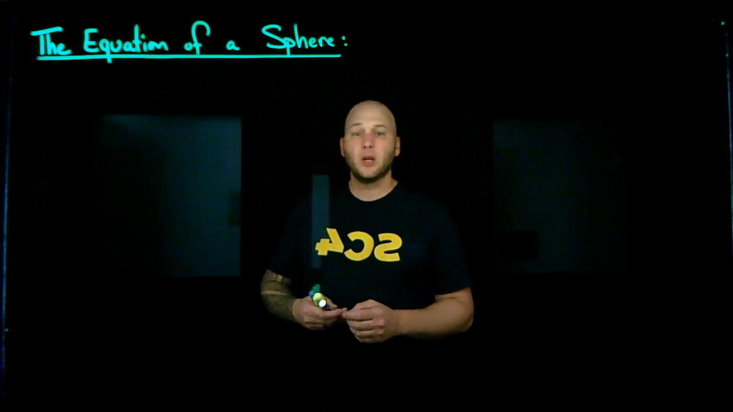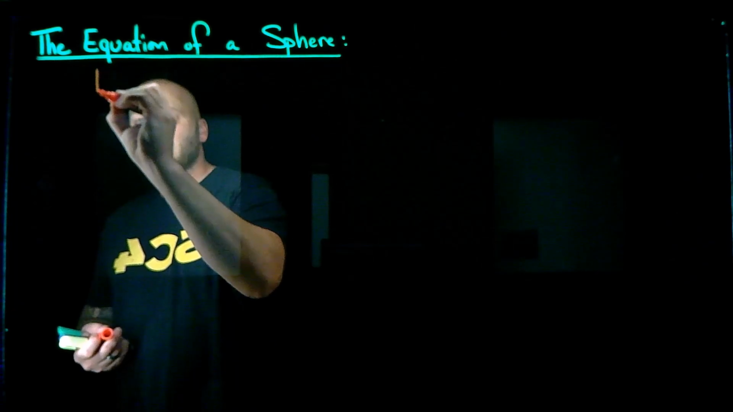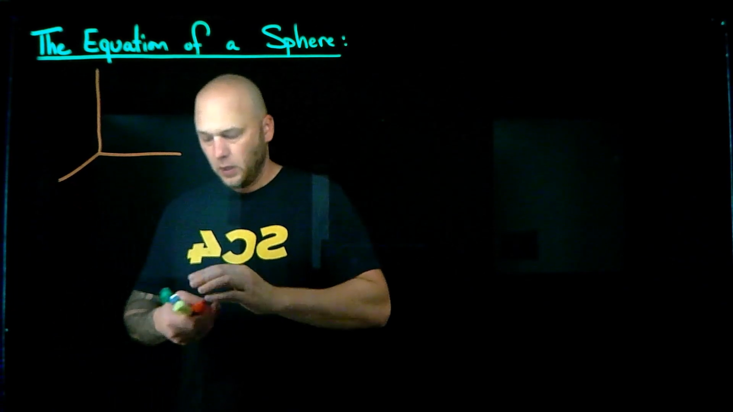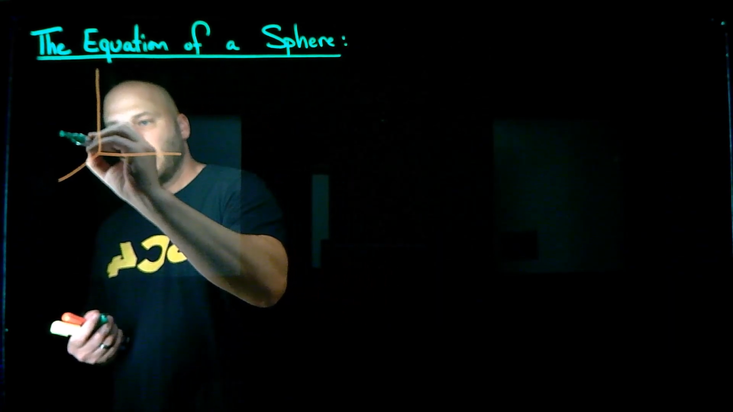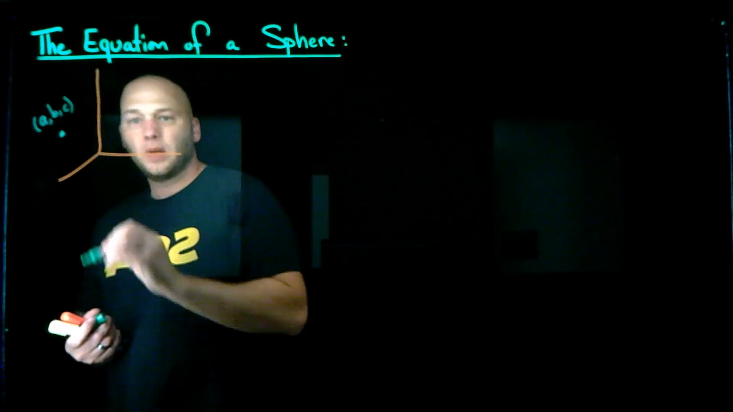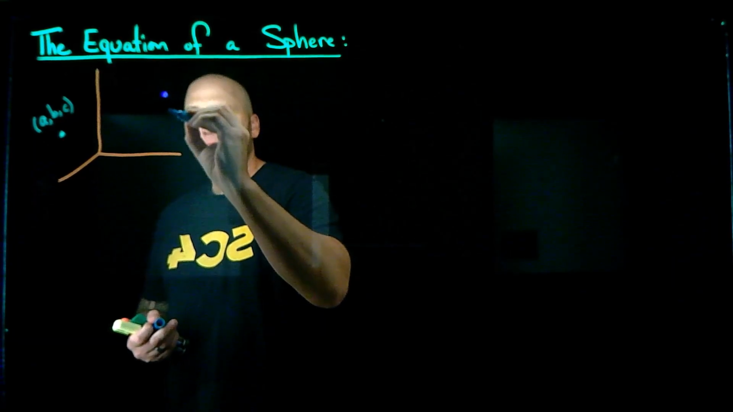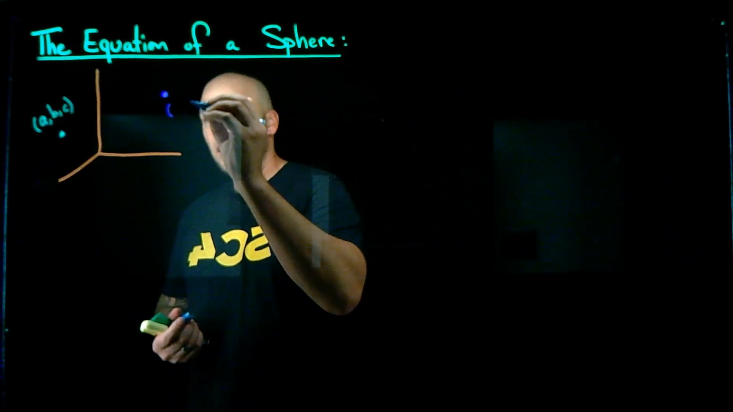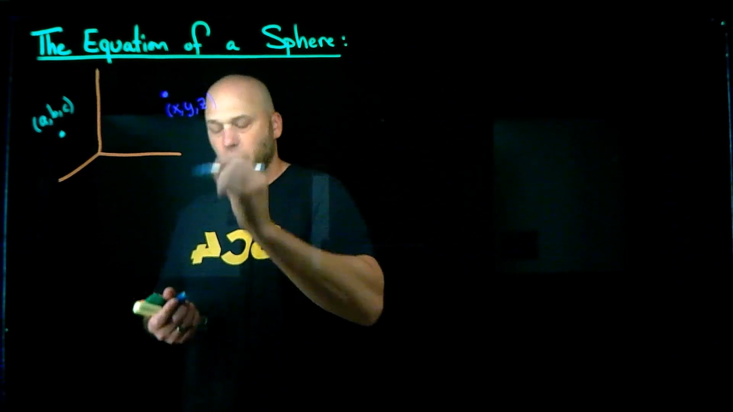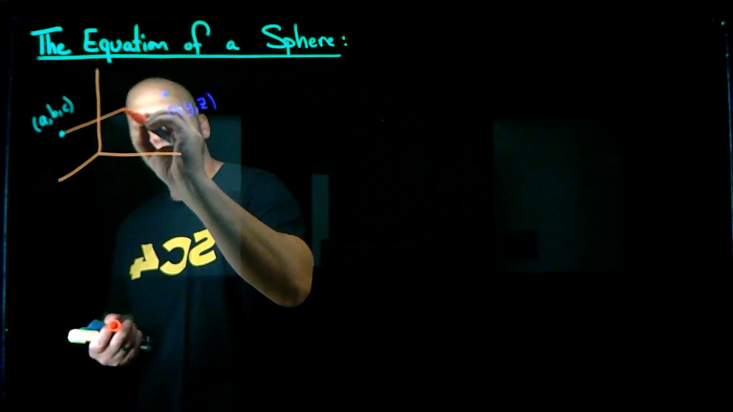I'm going to talk about the equation of a sphere. Now, first things first, in 3 dimensions, suppose I have a pair of points. Suppose I've got a point over here, and let's label that as, say, ABC. And let's say I've got a point over here, and let's label that as XYZ. What is the distance between those?